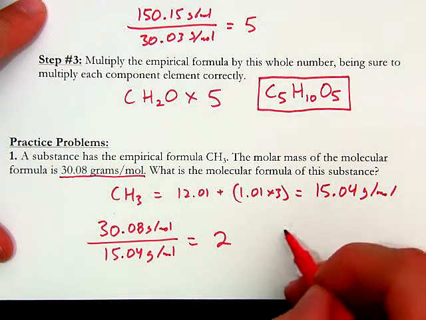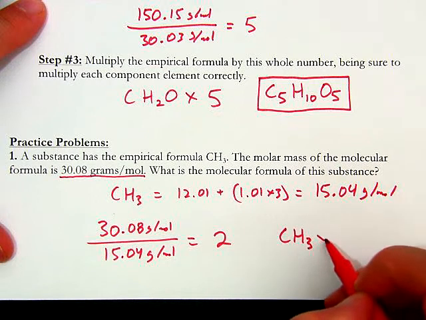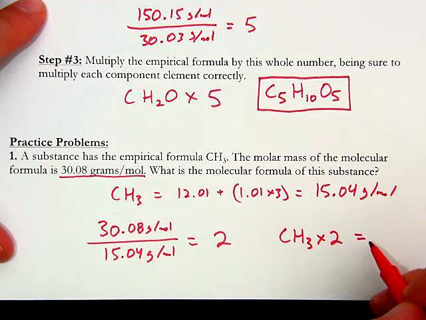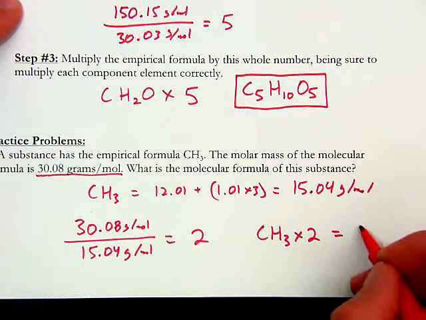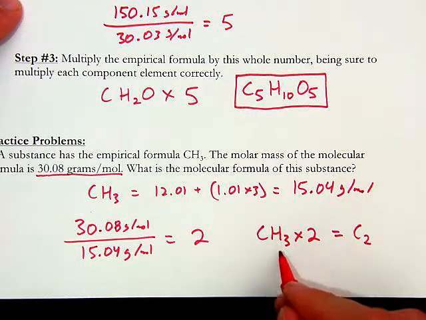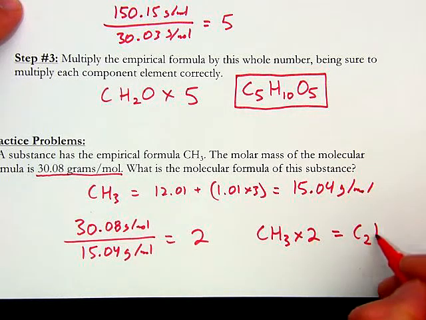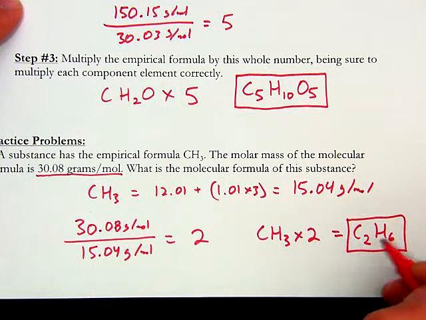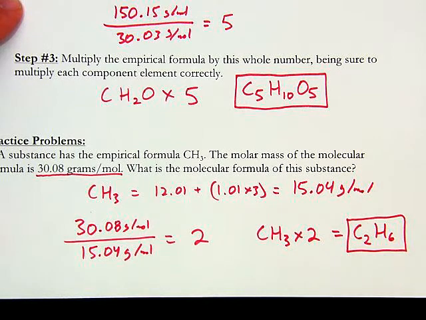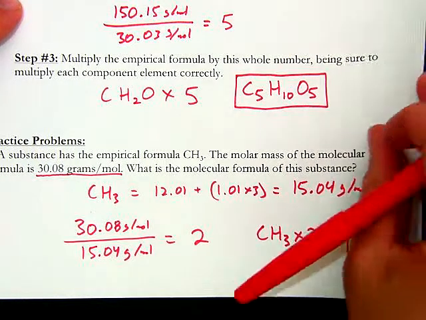So CH3 times 2 is, instead of 1 carbon, we're going to have 2 carbons, and instead of 3 hydrogens, we're going to have 6 hydrogens. And this is our molecular formula. One more example.